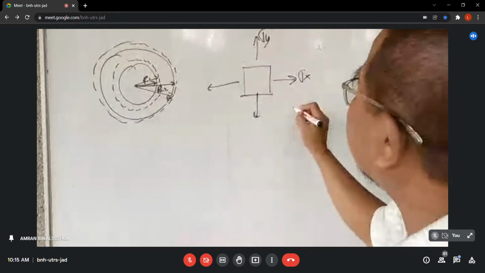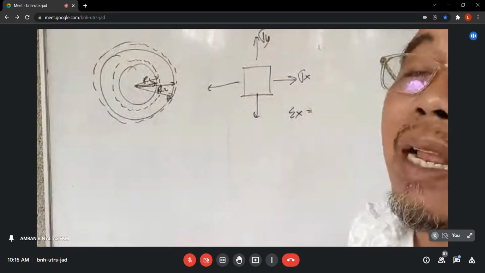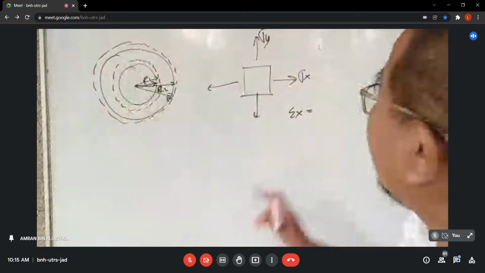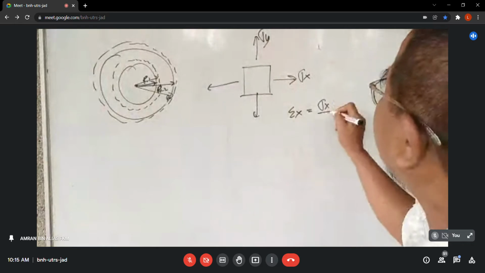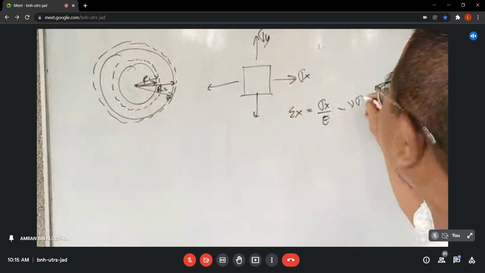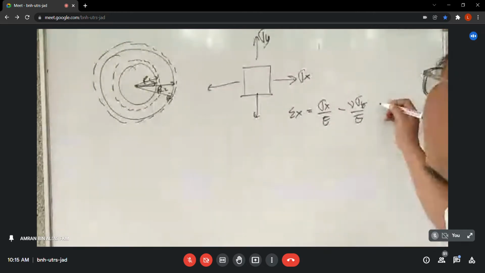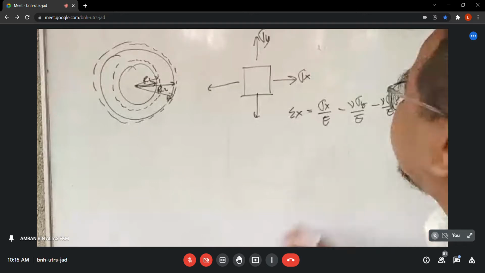What happened? Remember our solid? We learned in the last chapter 1, right? What is the equation relating to that? Sigma X divided by E minus mu sigma Y divided by E, correct? Yes. And then we have a sigma Z there, minus mu sigma Z divided by E, right?